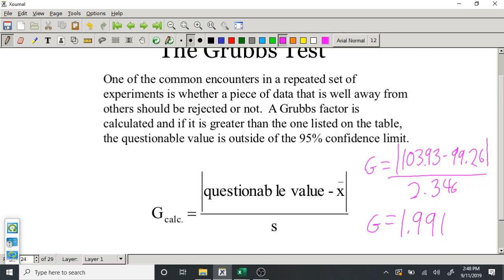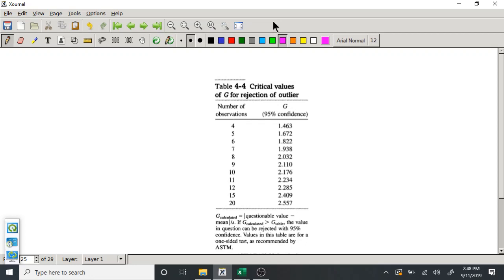We can compare that to tabulated values. We have number of observations, 7. The Grubbs factor in the 95% confidence interval is 1.94. So by the Grubbs test, we could eliminate that data. By the Q test, we can't in 95%. So there is a slight difference. Here's a question, and I've not been able to answer this question. Which one do you use? And when do you use each?